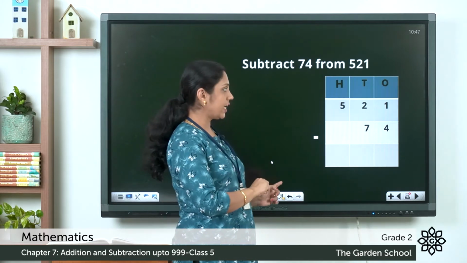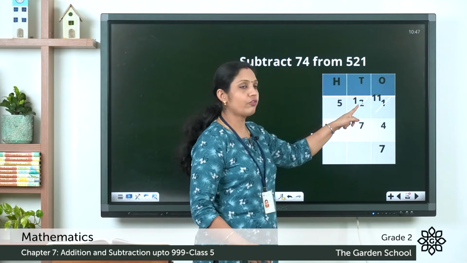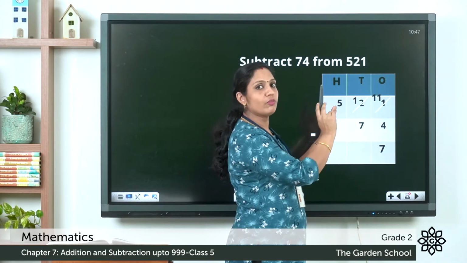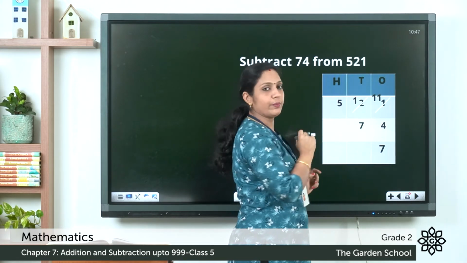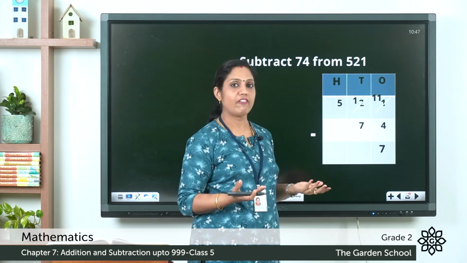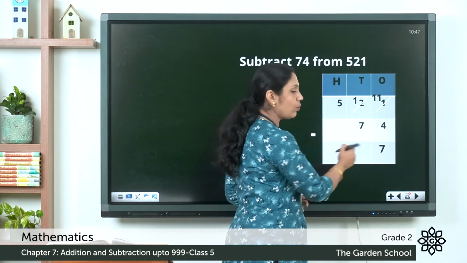We have to move to the tens place and borrow from 2 here. So when we borrow from 2, here in the tens place we get the number 1, and that 1 that we have borrowed we'll take to the ones place, and 1 becomes 11. Now we'll subtract 11 minus 4. We are able to subtract 11 minus 4. So we get the answer 7. That we can write here in the ones place.